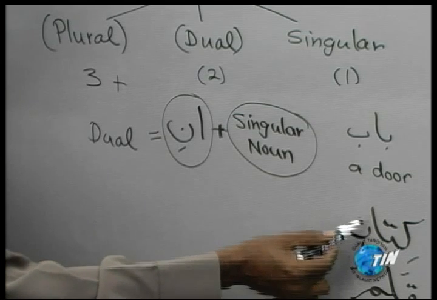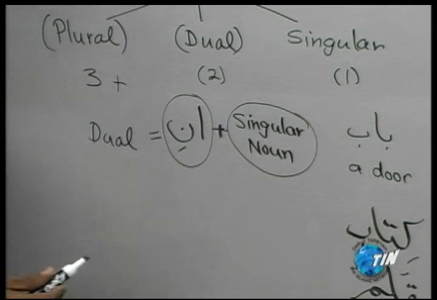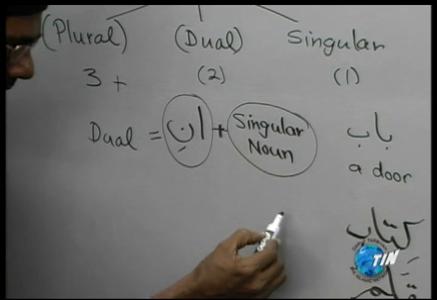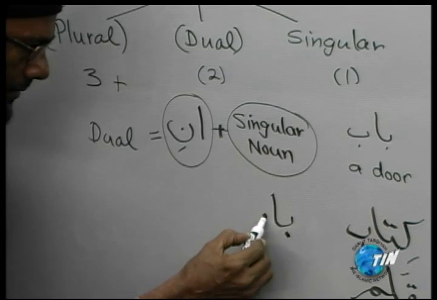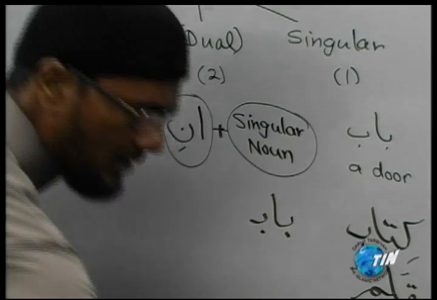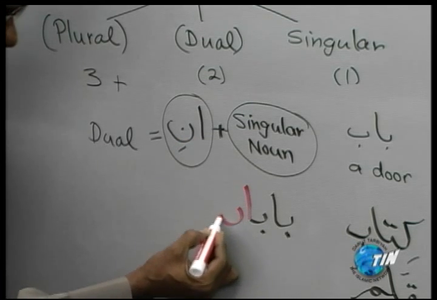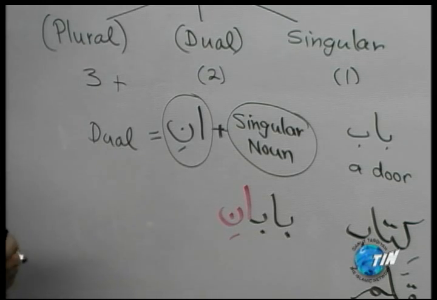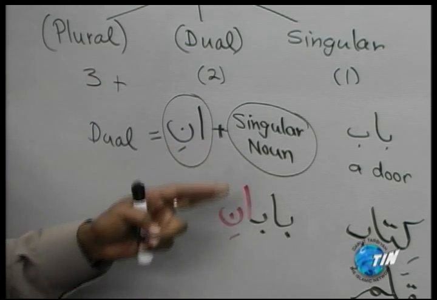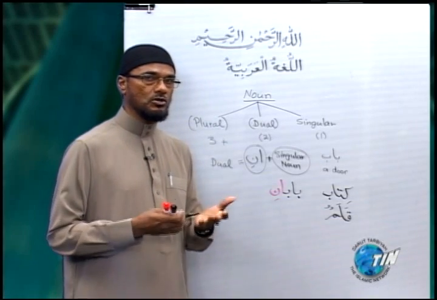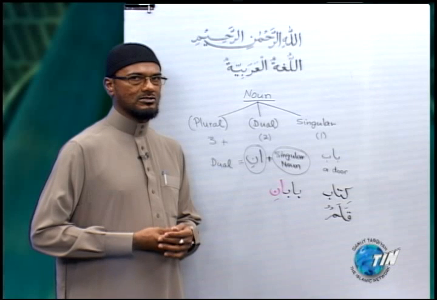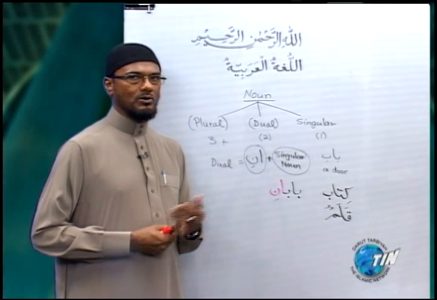So we have a singular noun. Let's start with this one, bab, which means a door. If we want to say 2 doors, we take the singular noun, which is bab. Let me use the red so that it becomes distinguished from the other letters. And then we add alif and noon. So it becomes Ba-ba-ni. Babani, meaning 2 doors. So if you want to say 2 doors, you do not say ithnan bab. What do you say? Babani. So in other words, if you have to form the dual, you must know the singular. You can't say you know 2 boys and you don't know how to say 1 boy.